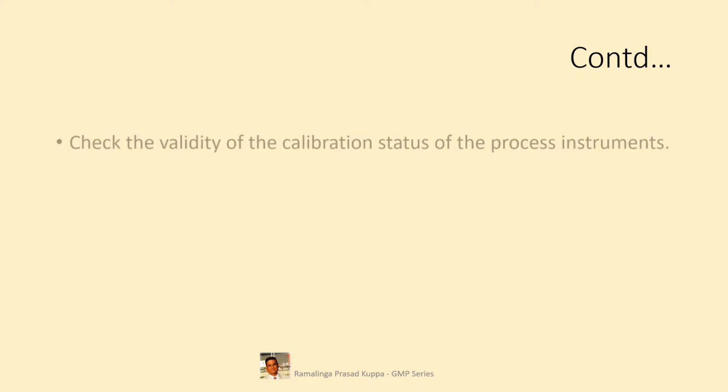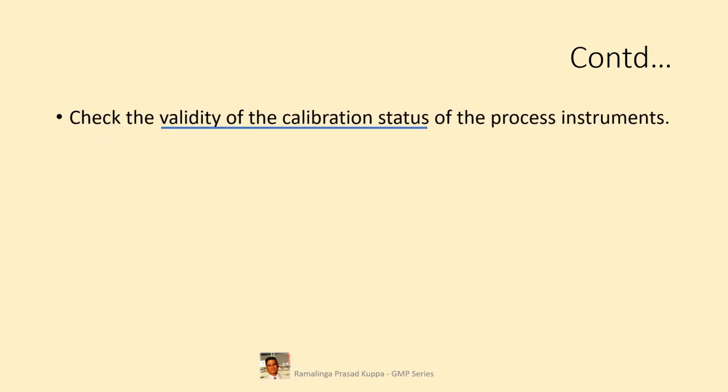Let us see how the detailed checks are done. Check the validity of the calibration status of the process instruments. In step 3 review, validity of the monitoring instruments like temperature probes, pressure gauges should be checked for active status during the process of the particular batch. That means these monitors should be in calibrated status at that time. This may be checked with the maintenance department records as generally they maintain these records.